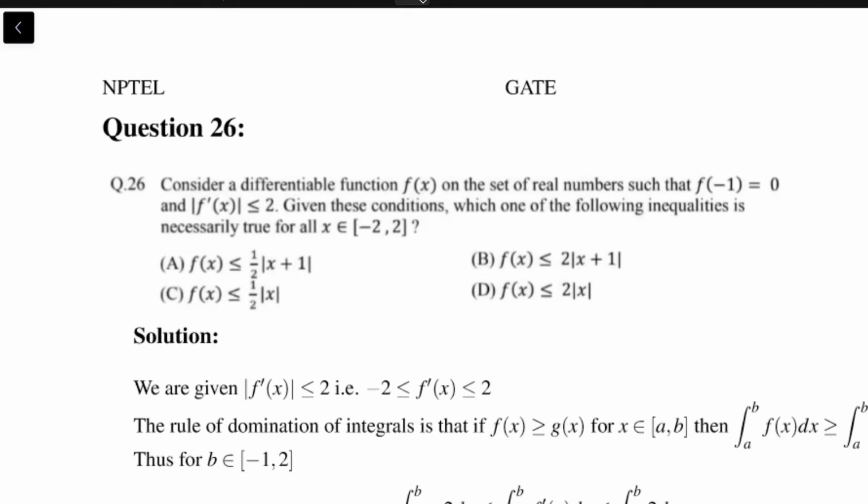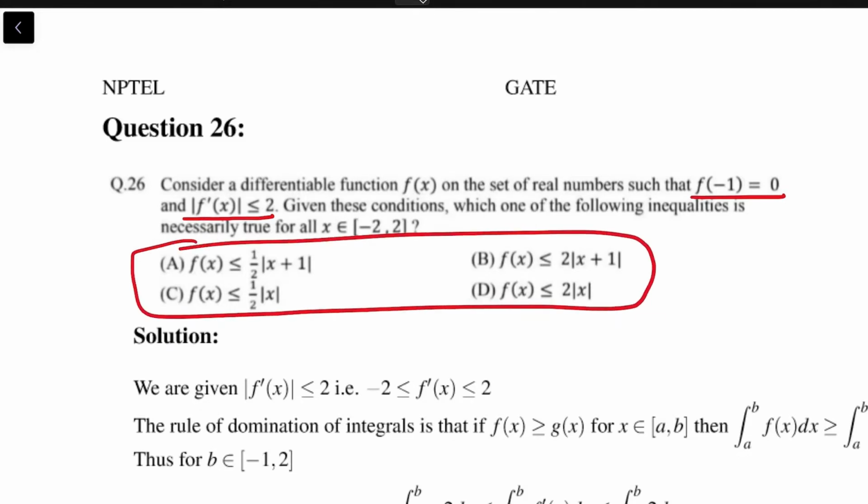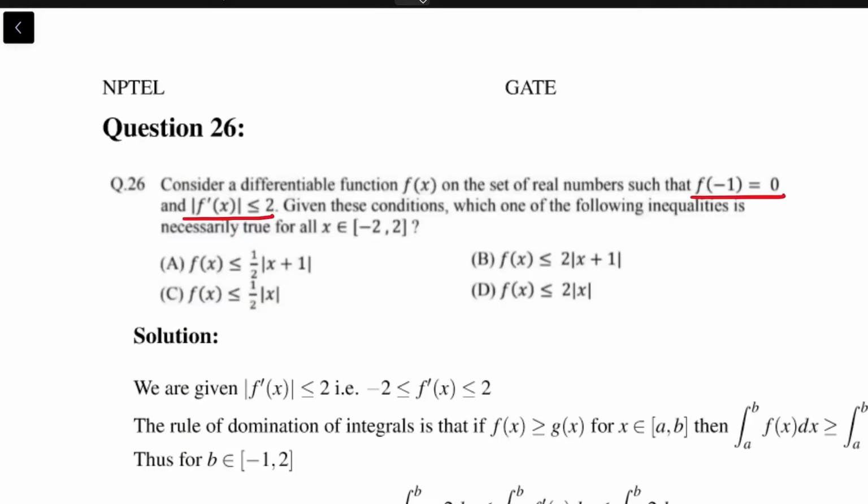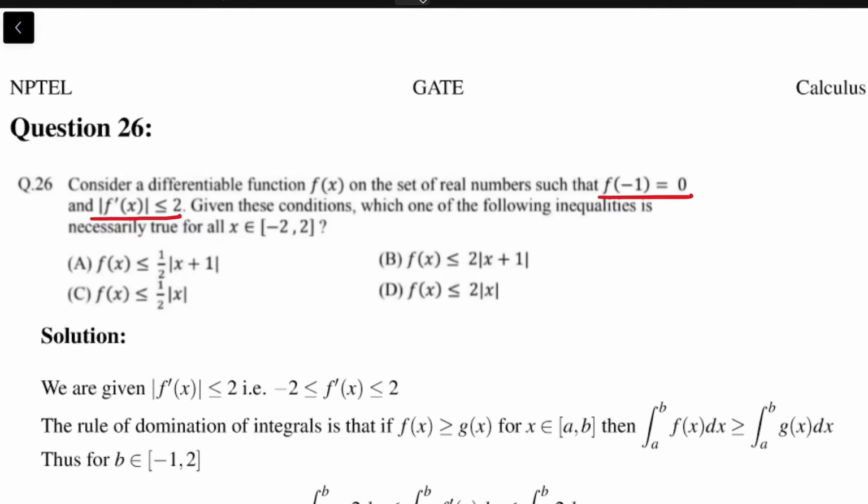So in this question, we are given that f of minus 1 is 0, f is differentiable, and that the absolute value of f dash of x is less than or equal to 2. And we need to find which one of the following inequalities is necessarily true for x equal to minus 2 to 2. So the approach here will be that since f of minus 1 is 0, what we'll try to do is to integrate f dash of x between minus 1 and something, let's say b, and you will get f of b minus f of minus 1, and that will go away.